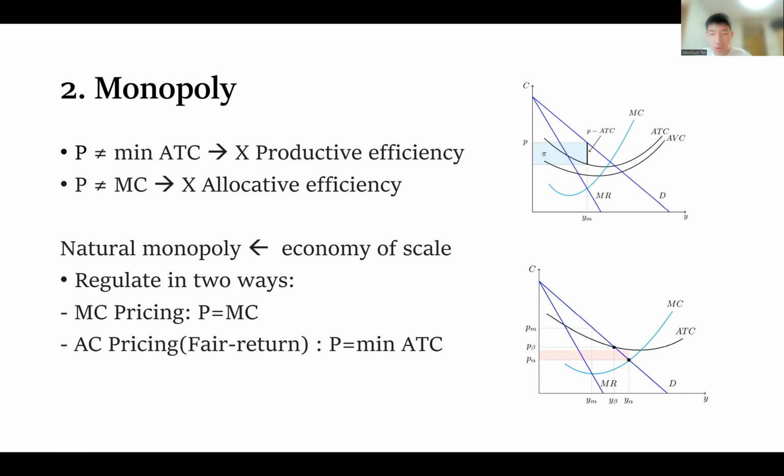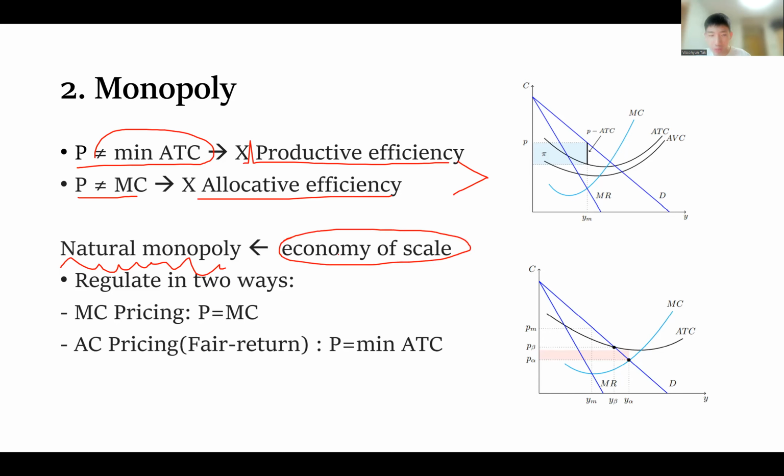And even in the long term, the situation is similar to the short term. So P does not equal the minimum ATC, therefore it does not achieve productive efficiency, and P does not equal marginal cost, so it does not achieve allocative efficiency. So it is inefficient in both ways. However, there are some cases of natural monopoly, where naturally only one producer remains because of economies of scale, because of efficiency of this.